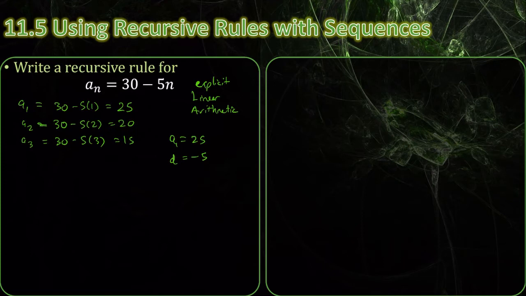All right, so the recursive rule was a sub n equals a sub n minus 1 plus d. You have to say where you're starting. a1 is 25, and then a sub n equals a sub n minus 1 plus -5, or just minus 5.